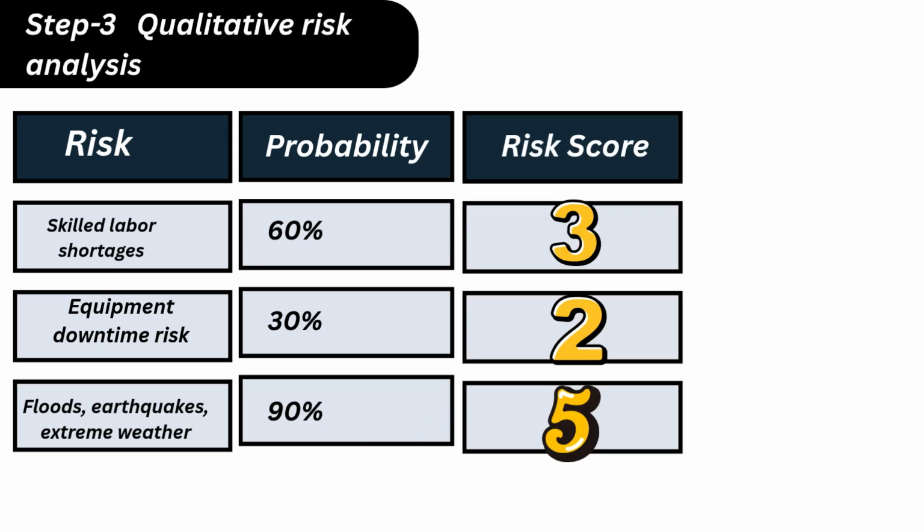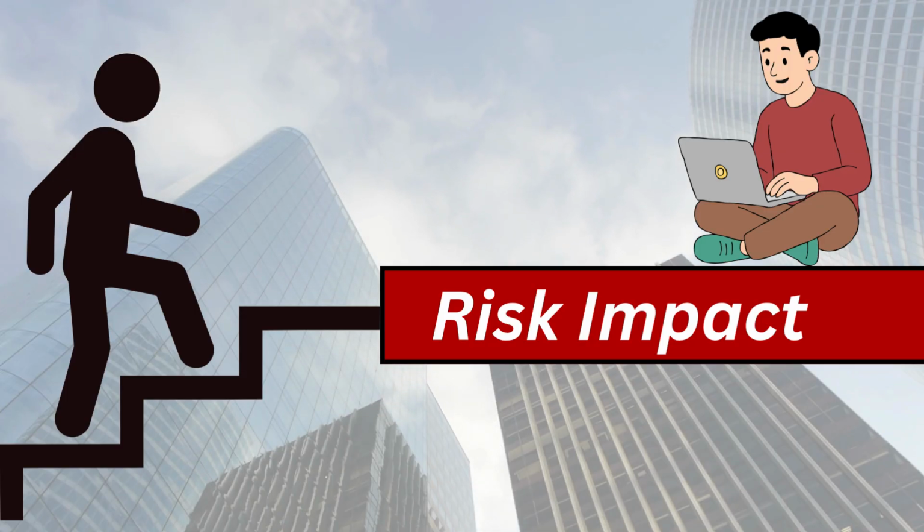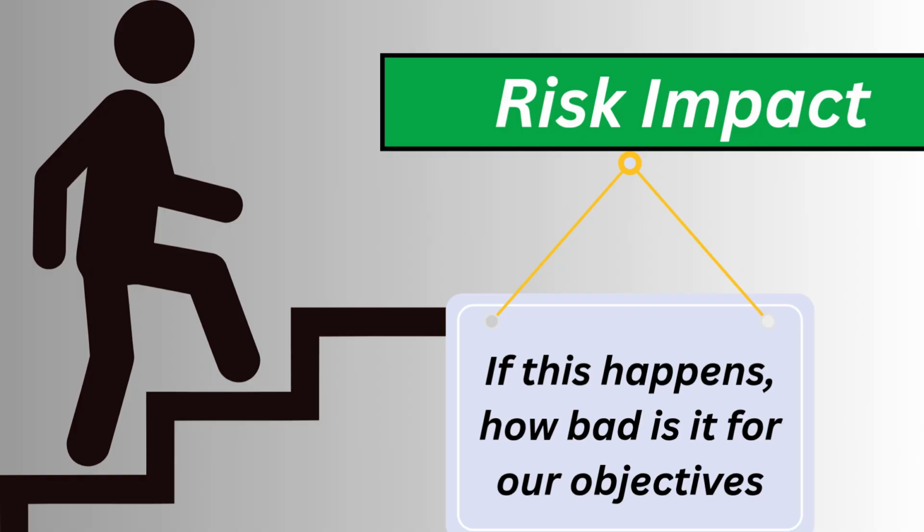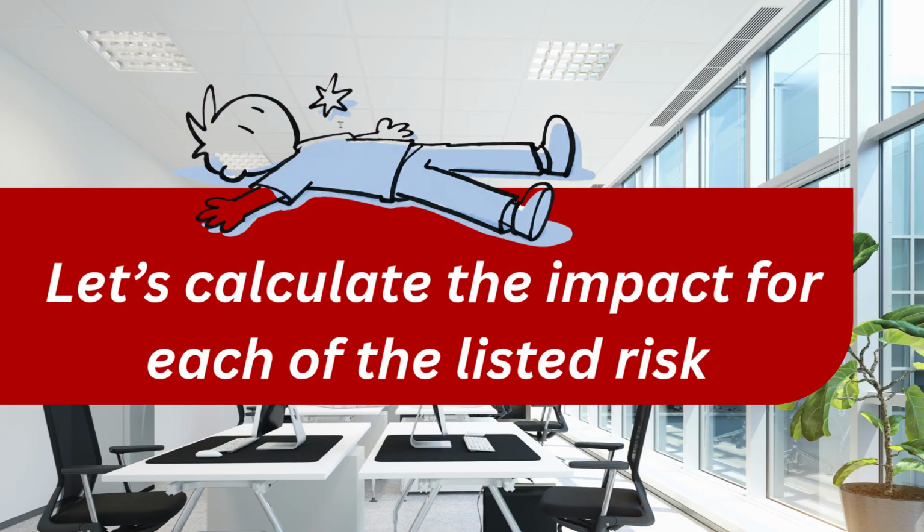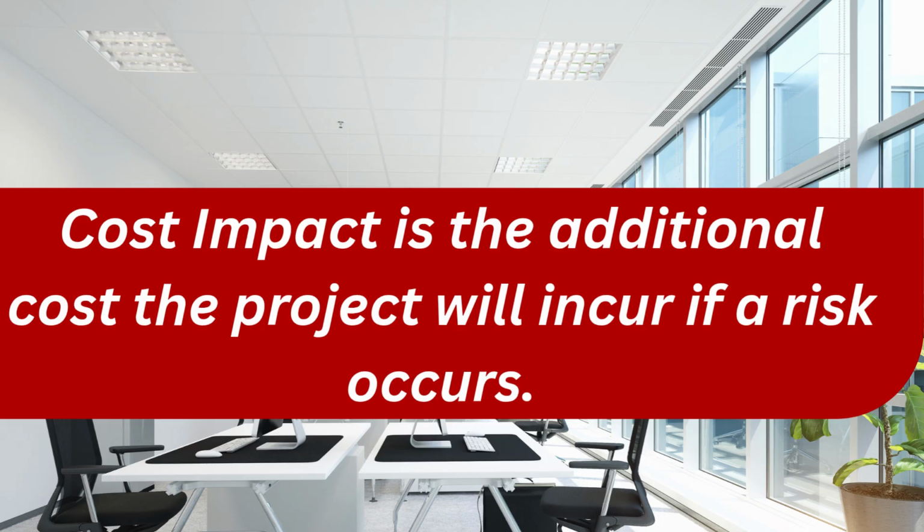Alright, once you are done with the probability and the score, the next step is to define the impact for each risk on your list. By impact here we mean, if this happens, how bad is it for our objectives? Now let's calculate the risk impact for each of the identified risks. By impact here, we are going to calculate the cost impact. Cost impact is the additional cost the project will incur if a risk occurs.